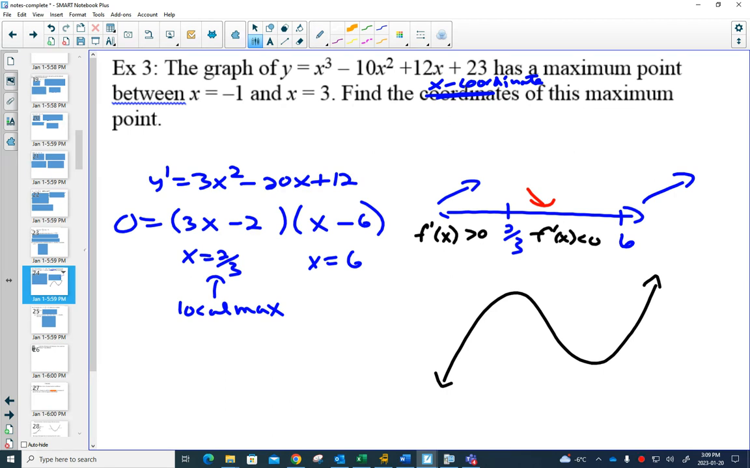If this is a positive x cubed graph, that makes sense, its end behavior. But now what we're finding is that the x-coordinate is 2/3 there. The x-coordinate would be 6 over there.